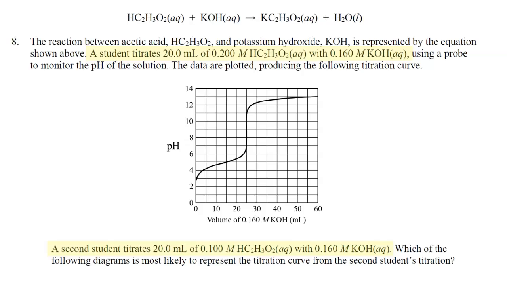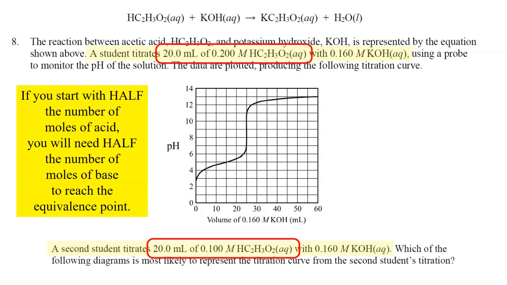So we're not changing the volume of the acid. We're not changing the concentration of the potassium hydroxide. The only difference is that we are cutting the molarity or the concentration of the acetic acid in half. You can see we go from 0.200 moles per liter to 0.100 moles per liter. So what does that mean for the appearance of the titration curve?